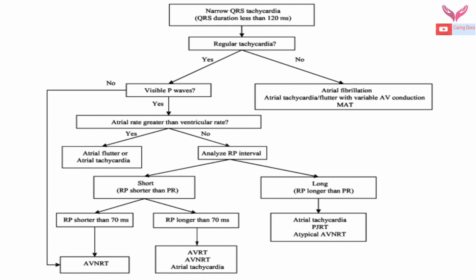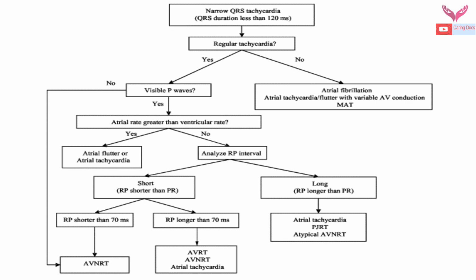This is the algorithm. If we find a patient with narrow QRS tachycardia, we have to see whether it is regular or irregular. If it is regular, we have to see whether P waves are visible or not. If P waves are visible and atrial rate is greater than ventricular rate, it could be atrial flutter or atrial tachycardia. If atrial rate is less than ventricular rate, we have to analyze the RP interval.